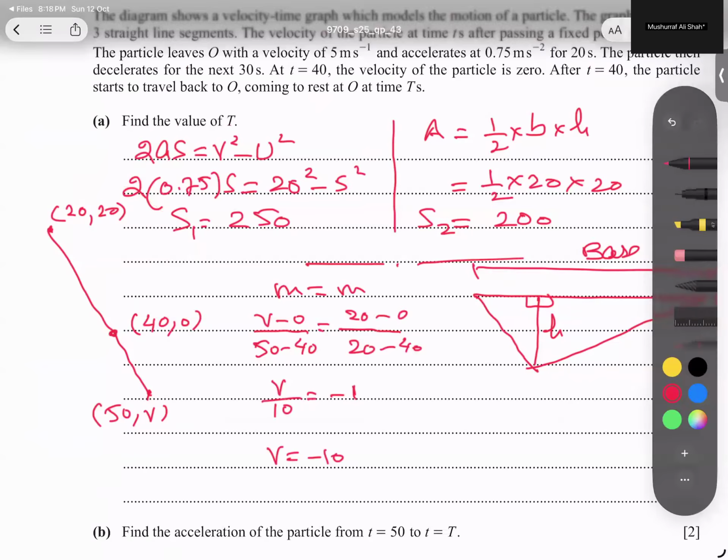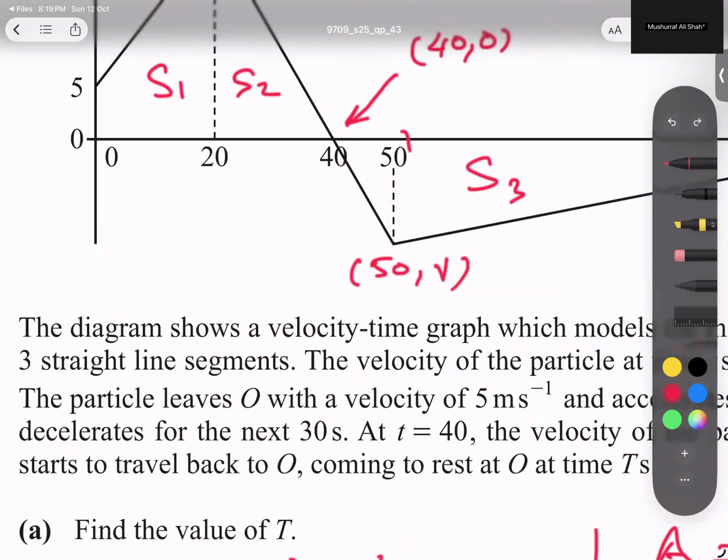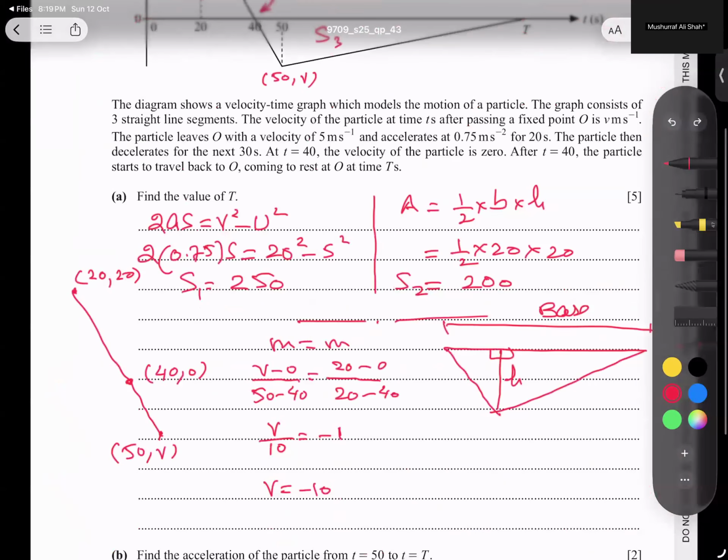Now, surprisingly, you may ask why negative? Because, common sense, this is below the x-axis. So I will not take the negative sign while finding height. If this is a negative 10, this height is considered from here as 10. I will not take the negative sign because negative is just for direction.